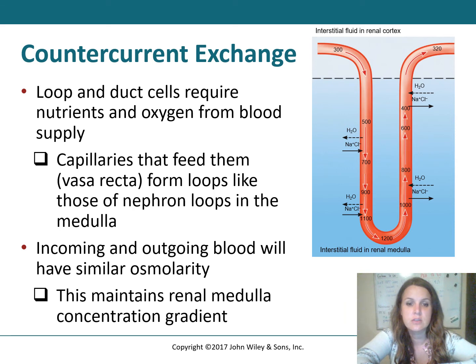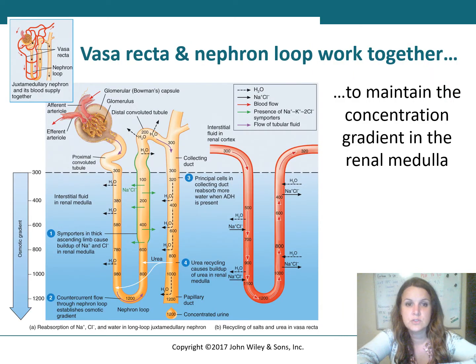gradient that you'll see in the renal medulla, but this countercurrent exchange in the capillary beds is what's going to be responsible for maintaining that concentration gradient. So both are incredibly important for making more concentrated urine. So like I said, the vasa recta and the nephron loop are going to work together to help maintain the concentration gradient in the renal medulla, and that's what's going to be critical for making concentrated urine.